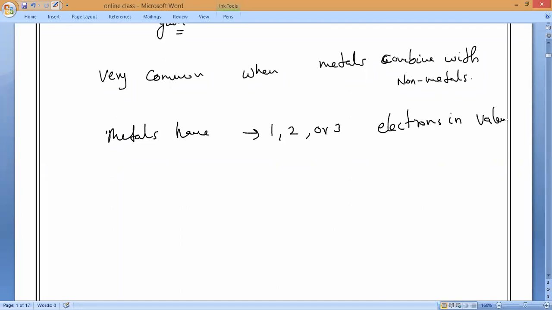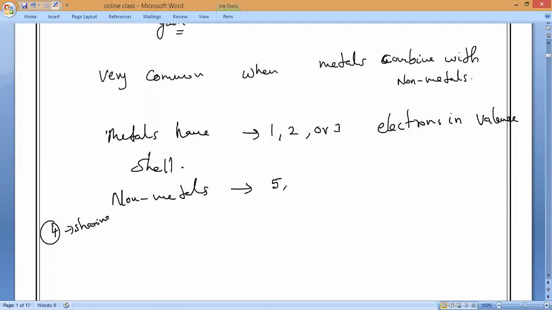Electrons in the valence shell. In the same way, what about non-metals? Anybody? Non-metals, how many electrons do they have? 5, 6, 7. They have 5; 4 we cannot say. Why can we not say 4? Because 4 is sharing of electrons. So non-metals will have 5, 6 or 7 electrons in their valence shell.